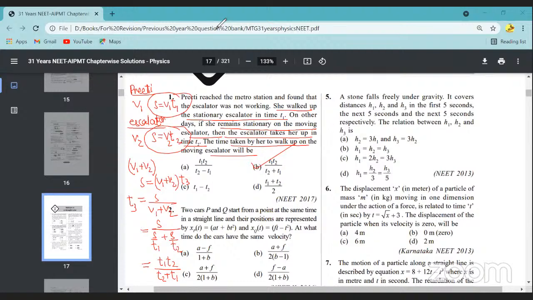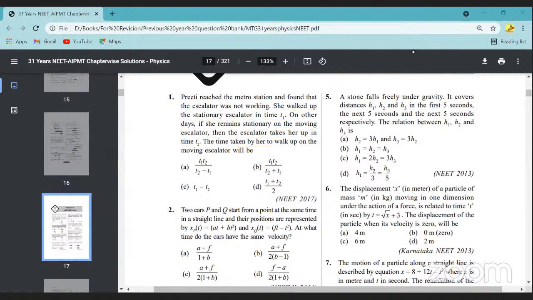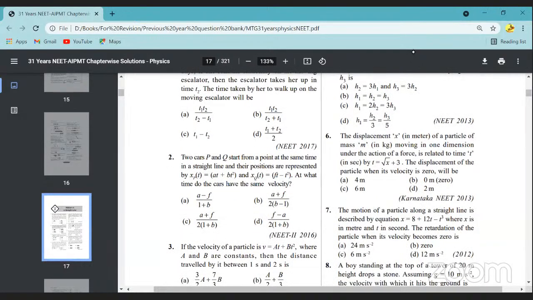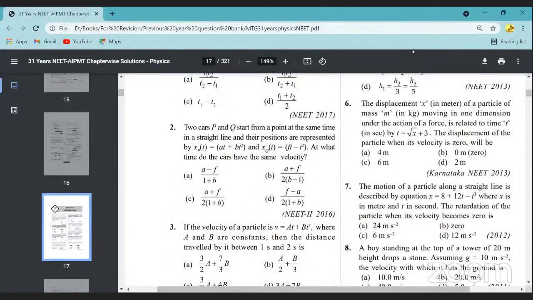Let's continue. Question number 2. Two cars P and Q start from a point at the same time in a straight line and positions are represented by the given expressions. P's position is given, Q's position is given. At what time do the cars have the same velocity? Such a simple question. So first find velocity and then equate them and find the time.